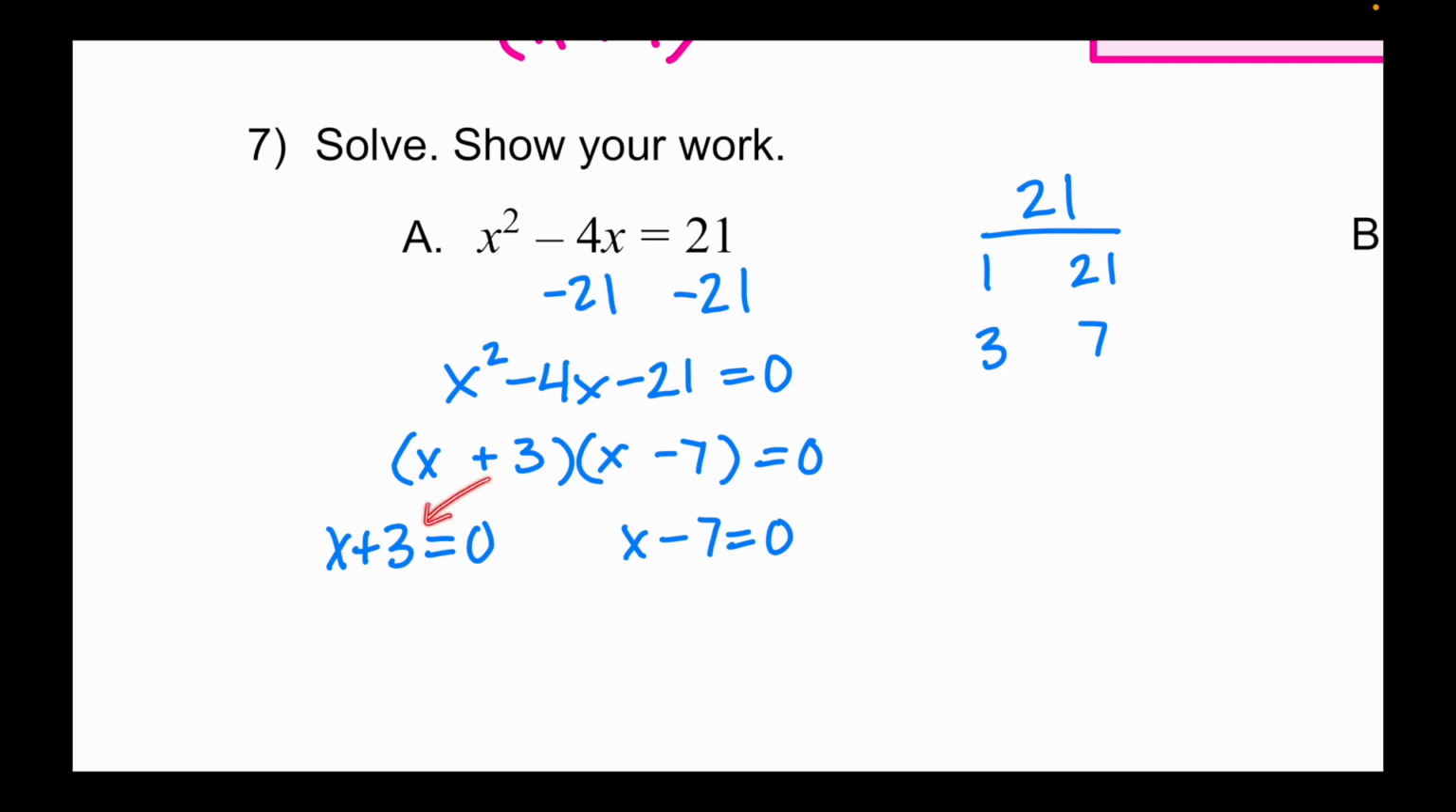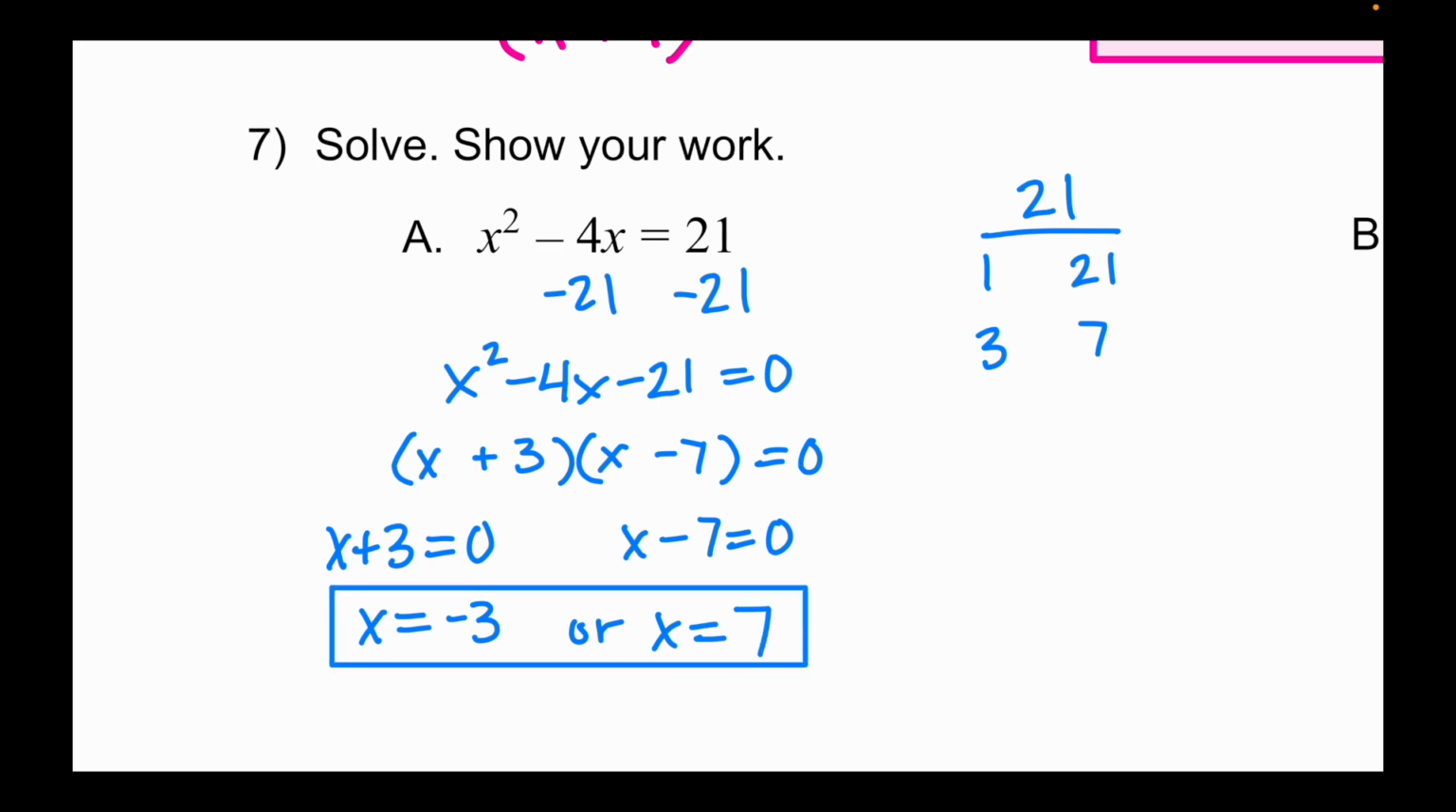So we're saying, okay, well, what if the x plus 3 was 0? Or what if the x minus 7 was 0? We're finding out which cases would actually work. So these are each one step. You would end up with x equal to -3, or x equal to +7, and that would be the answer for this one.